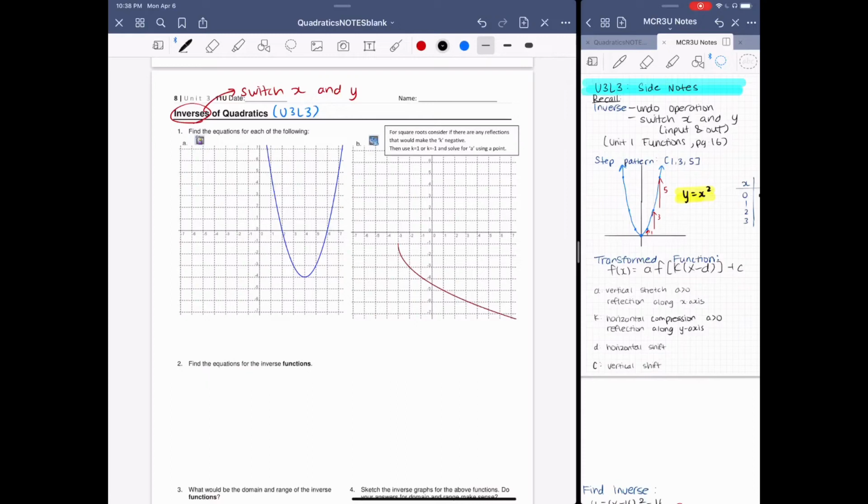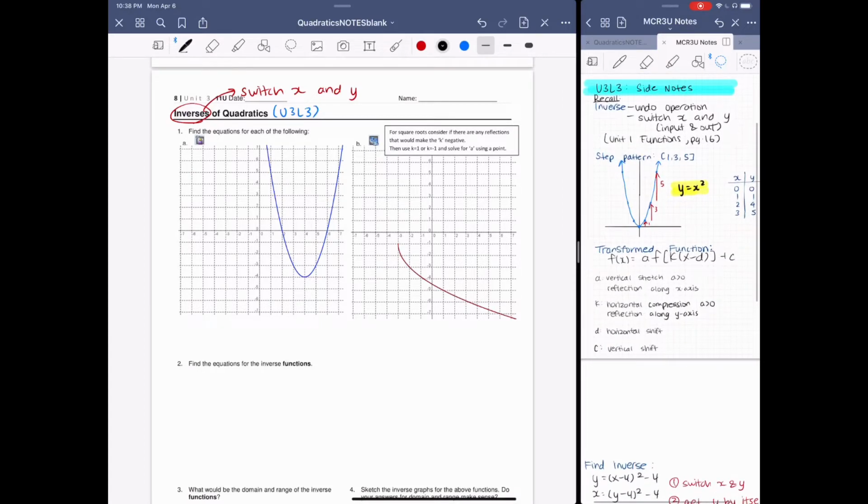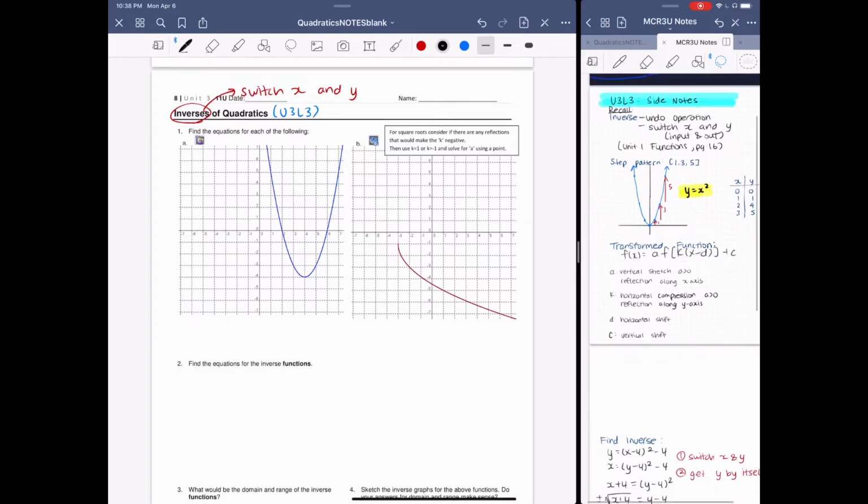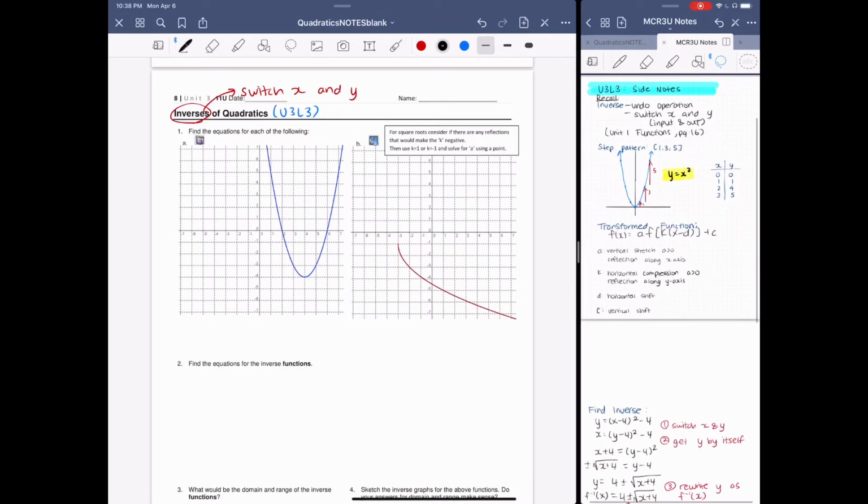So Unit 3, Lesson 3, Inverse of Quadratics. Recall that there are a couple of ways of looking at what an inverse is. As you can tell on the right, I try to write some side notes so that you can refer to them later, so that you can go back to some previous topics. Inverse is to undo an operation, and a simple way to think about it is to switch x and y, the input and the output.